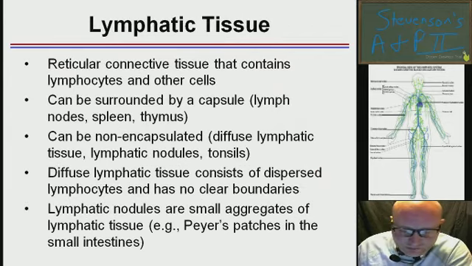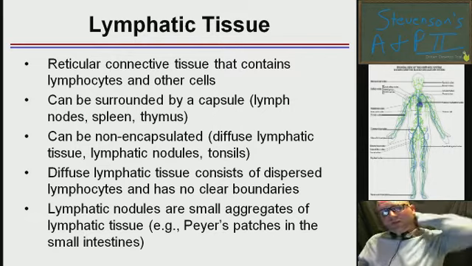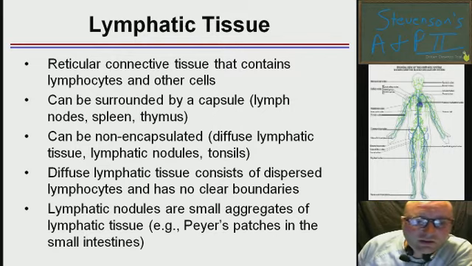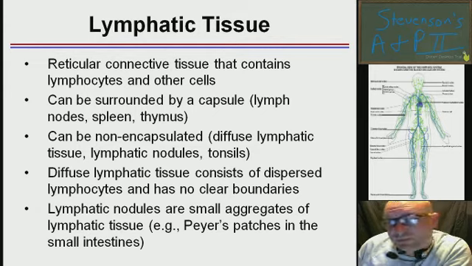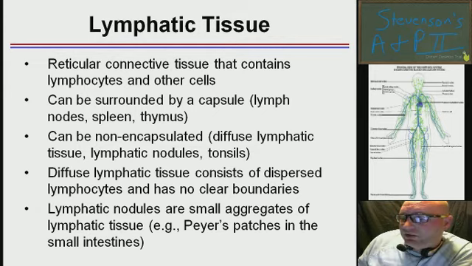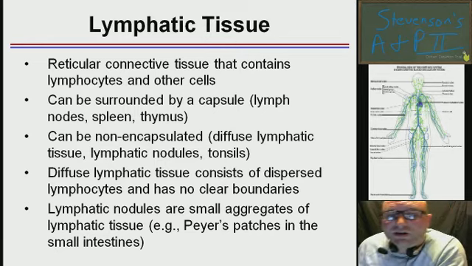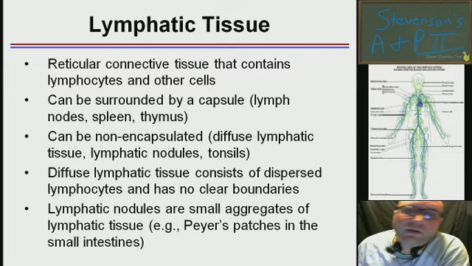Lymphatic tissue. Reticular connective tissue contains lymphocytes and other cells. It can be surrounded by a capsule, as in lymph nodes, spleen, or thymus gland, and it can be non-encapsulated. There are other areas that are non-encapsulated, like lymphatic nodules and your tonsils, which are not encapsulated at all.